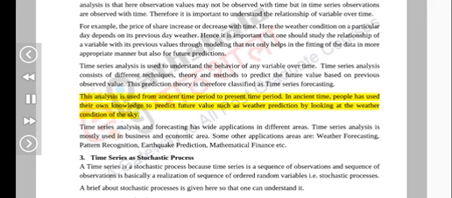In ancient times, people used their own knowledge to predict future values, such as weather prediction by looking at the weather condition of the sky. Time series analysis and forecasting has wide applications in different areas. Time series analysis is mostly used in business and economics. Some other application areas are weather forecasting, pattern recognition, earthquake prediction, mathematical finance, etc.